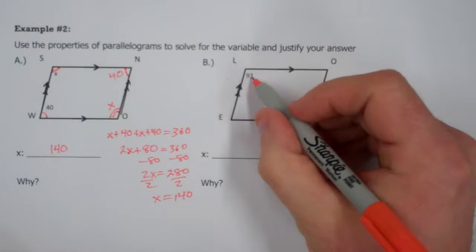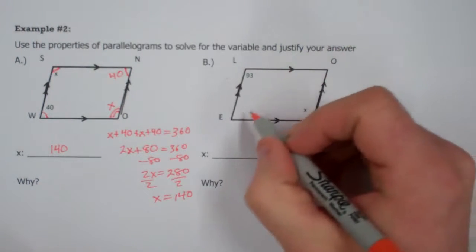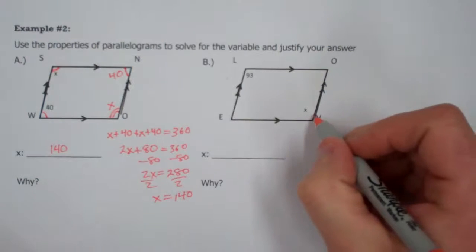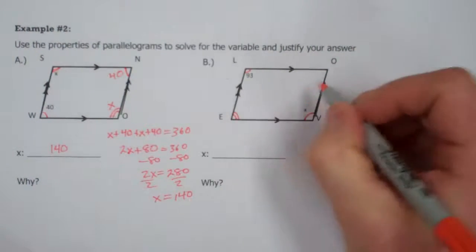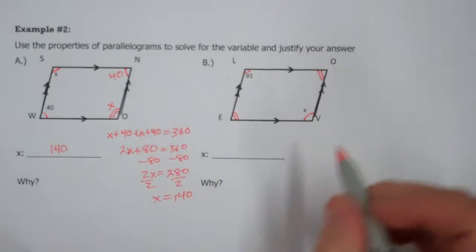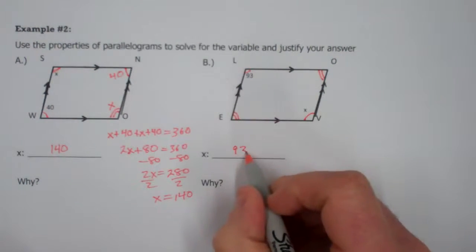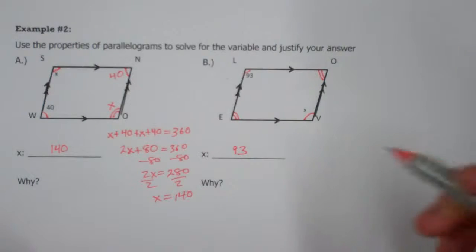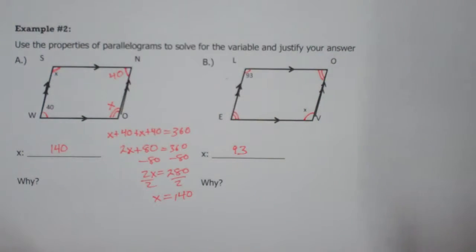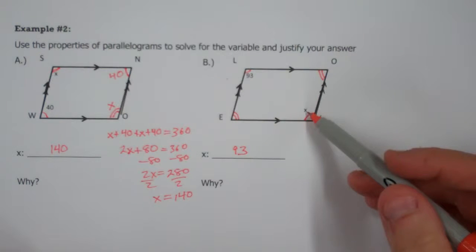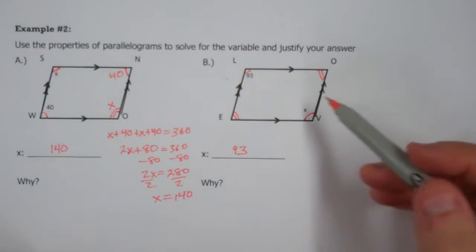We've got 93 here. We know that these two angles are congruent, and actually these two angles here are going to be congruent as well. So x in this case is 93. Why? We could state that as a property of a parallelogram: opposite angles are congruent, and it's really as simple as that for this one. There's nothing tricky about it. X has to be 93 for this to work out.